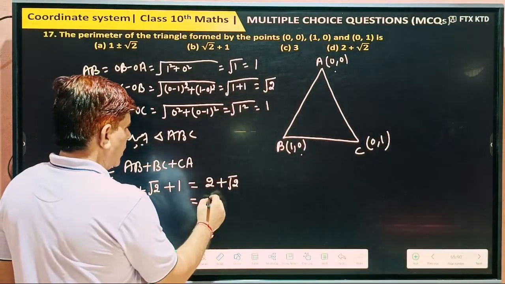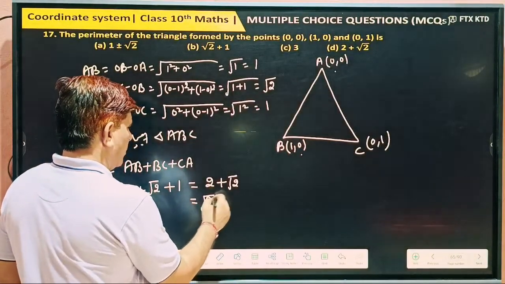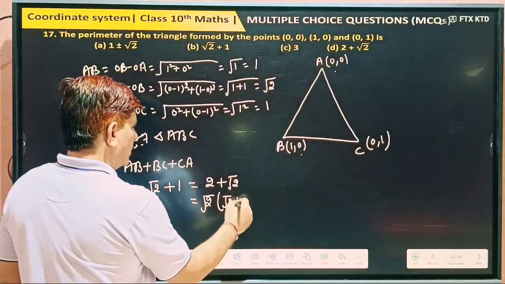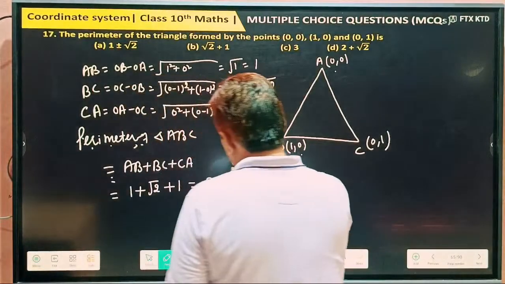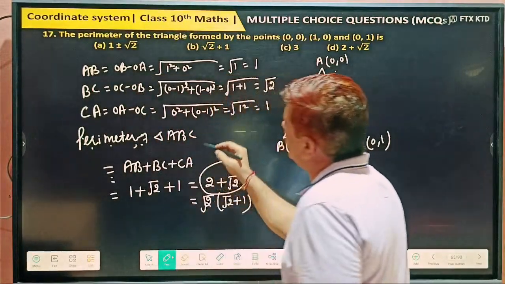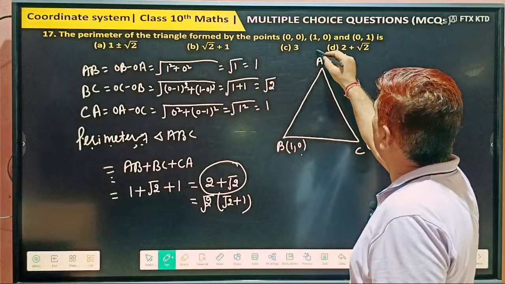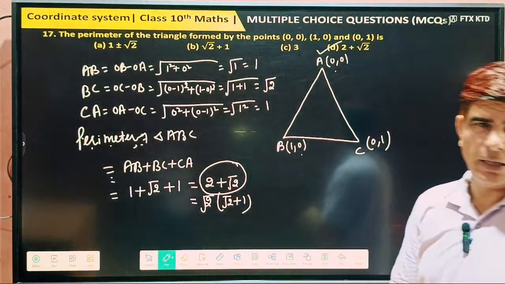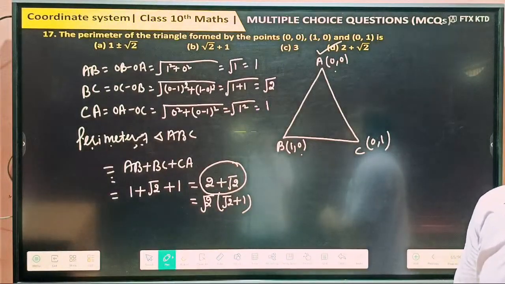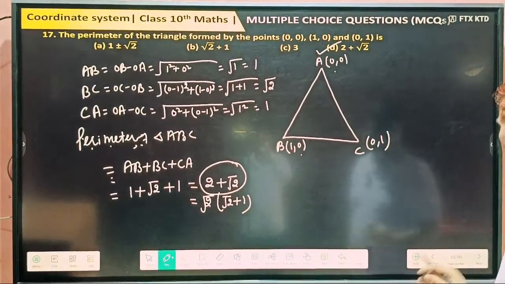So this, how can we write? 2 under root 2 take common, under root 2 plus 1. In this way also we can write. But its answer is given in this form. So which is its answer? This is its answer. Perimeter means sum of all its sides.